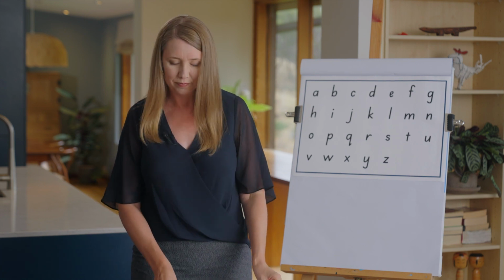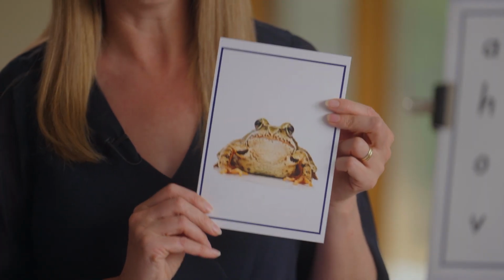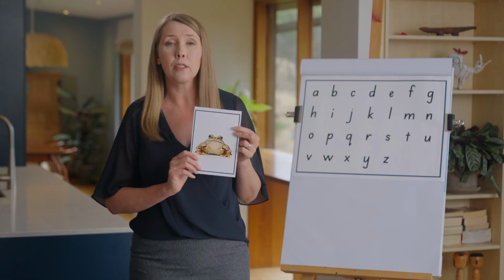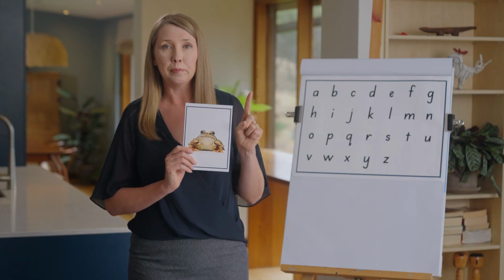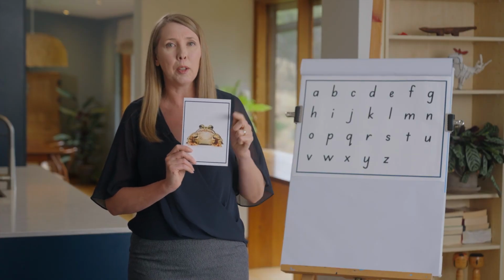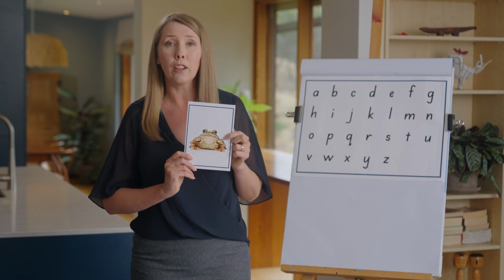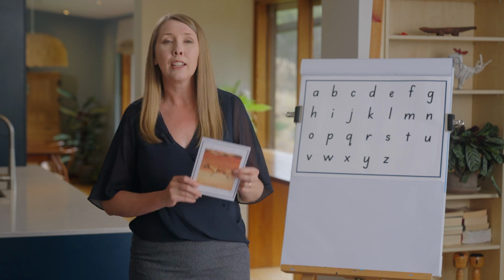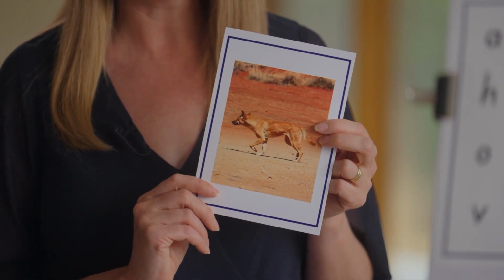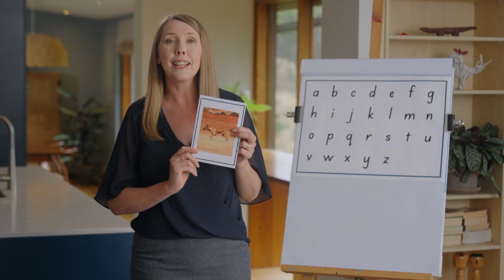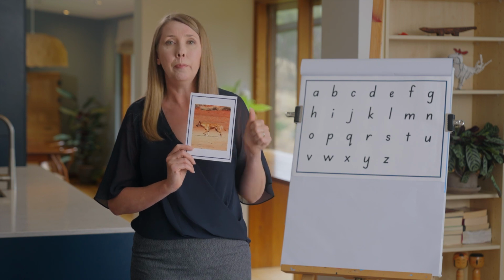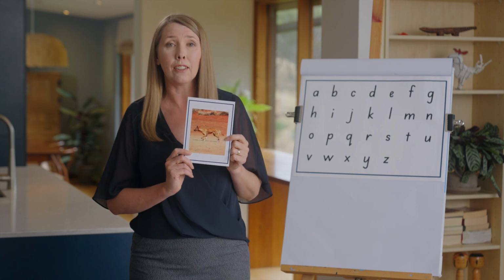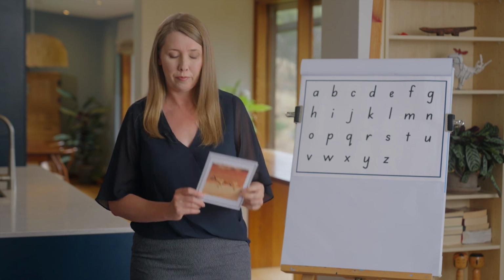Let's do another one. The word is frog. What word? Frog. Let's say frog with zip lips. Ready? That's right. There was only one beat in the word frog, so frog has only one syllable. Let's do another one. The word is dingo. What word? Dingo. Let's say dingo with zip lips. That's right. We used our voice 2 times, so dingo only has 2 syllables.